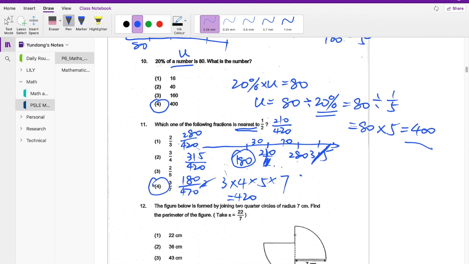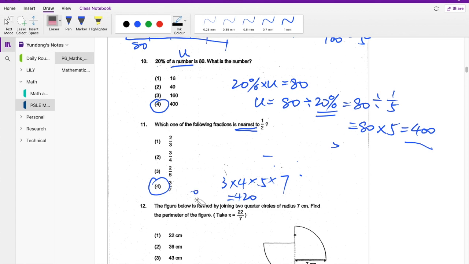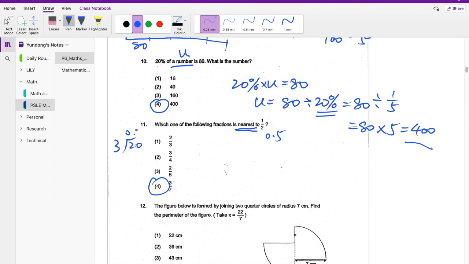Is there any other way we can solve it? Yes, we can. The other way is to turn the fractions into decimals. So 1/2 is 0.5. 2/3, we divide 2 by 3, 0 point, so this one is 0.66. 3/4 is 0.75. 2/5 is 0.4. 3/7 is around 0.43. Let's see which one is closer to 0.5.